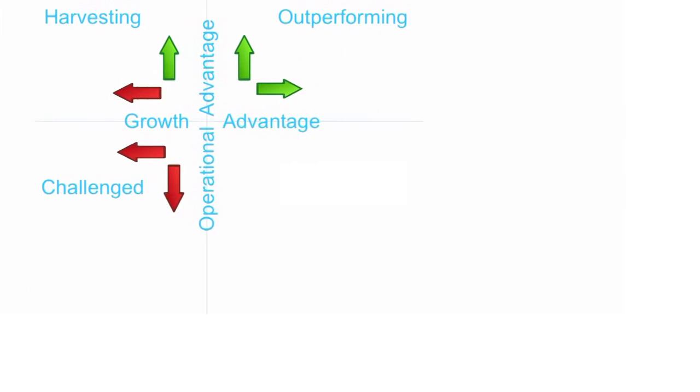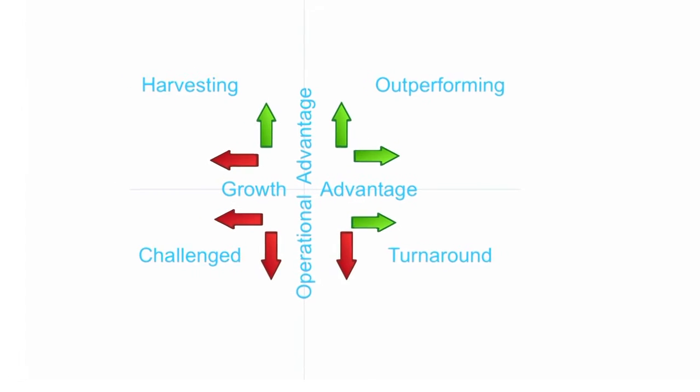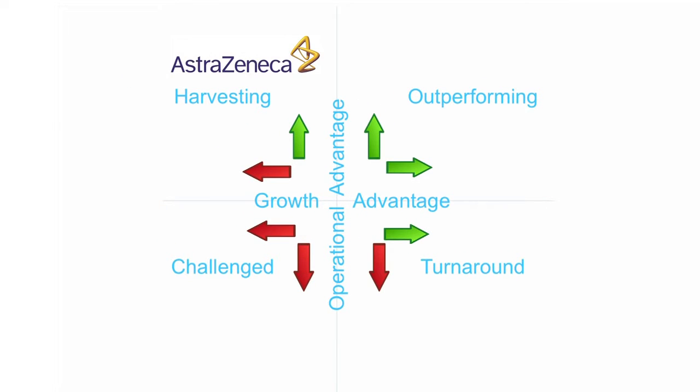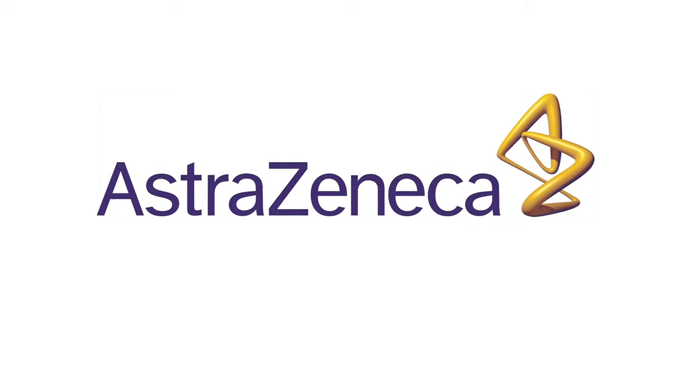The bottom right quadrant consists of companies with low operating advantage but high growth advantage. We classify these companies as turnaround. That is, while the companies are not doing as well operationally, the market is valuing them highly and is expecting a turnaround. Looking at AstraZeneca and its competition, we can now see that AstraZeneca is a harvester, while Novo is an outperformer. The next logical question to ask is whether this is a one-off or a trend.